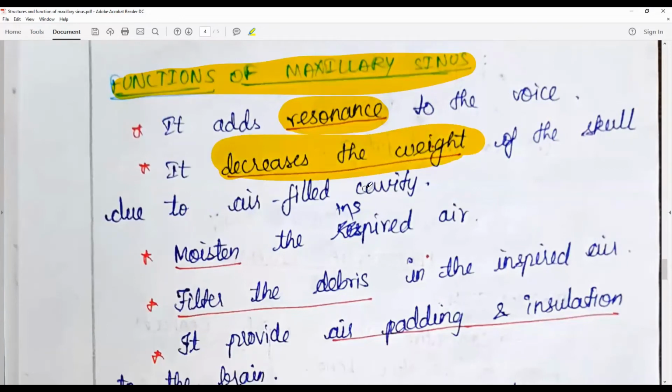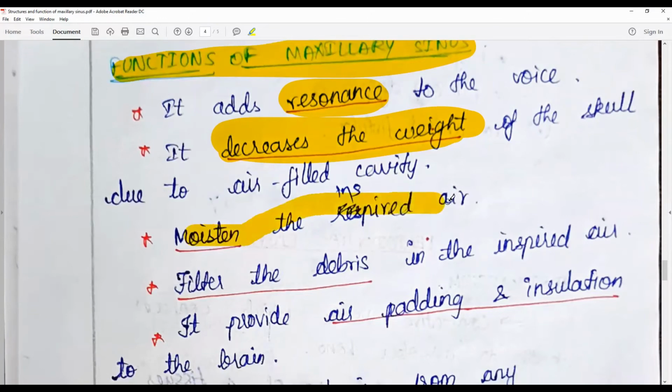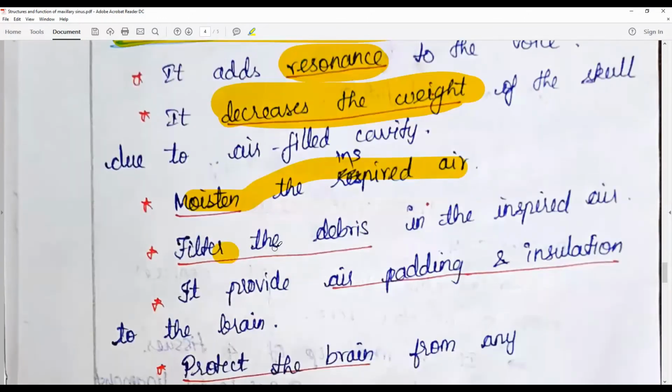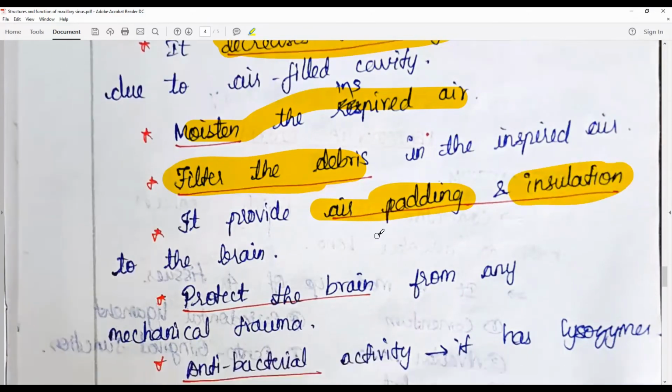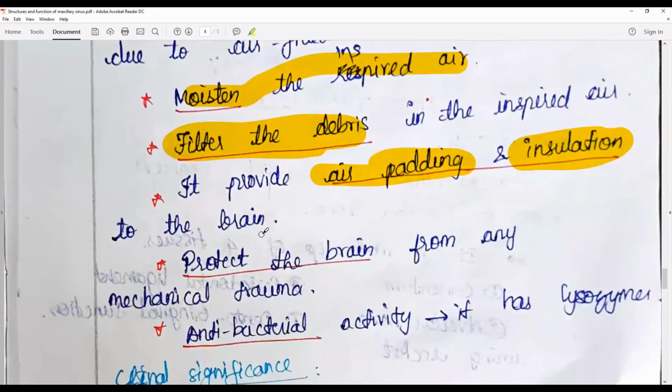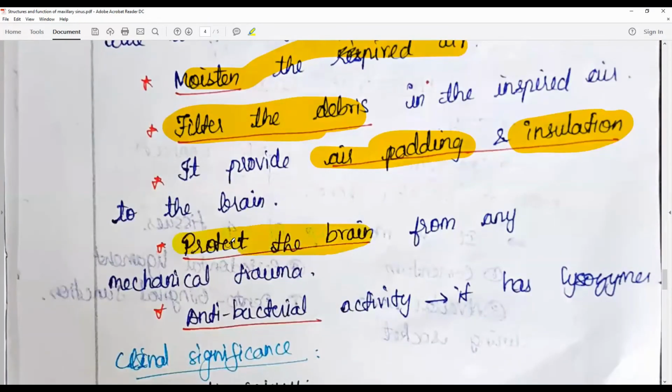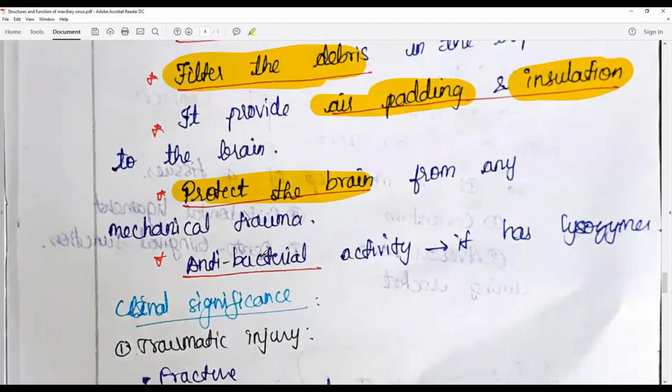In birds and avian mammals, this decreases the weight of the skull so that flying is easy. They moisten the inspired air so that when it goes to the lung, it does not hurt. They filter the debris by the presence of cilia. They provide air padding and insulation to the brain so that the temperature remains a little less than the core temperature of the human body. By their presence, they protect the brain from mechanical trauma by absorbing the shock.